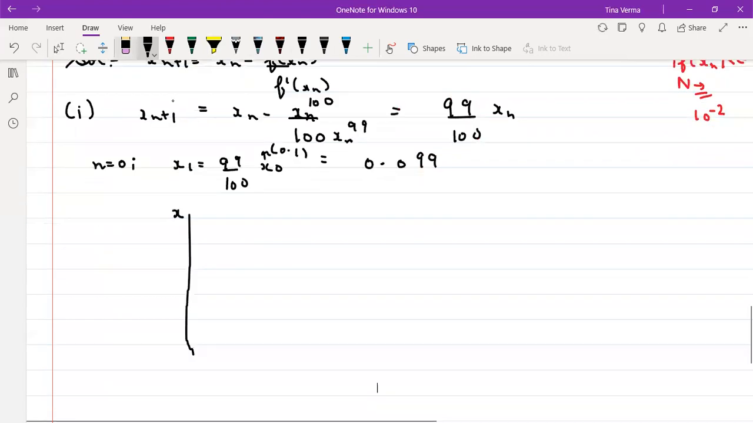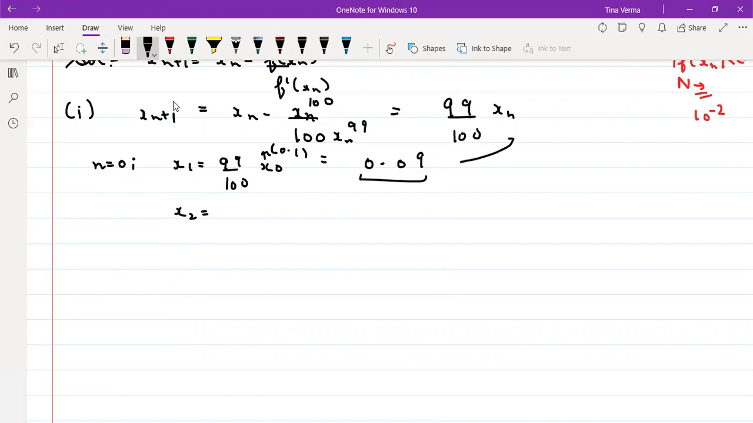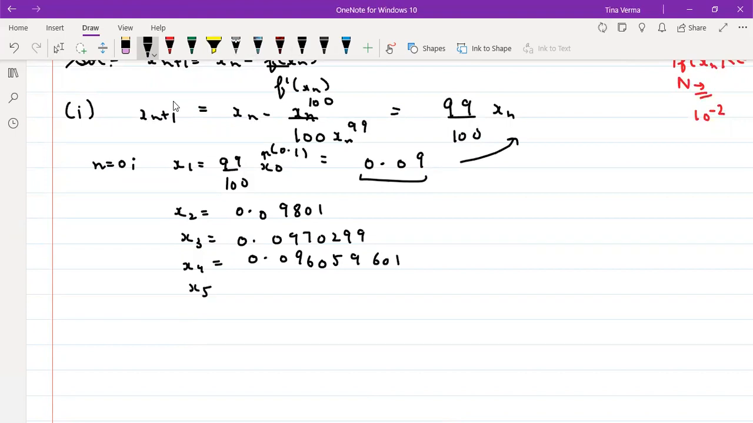When you will calculate your x2, so your x2 is coming out to be, when you substitute this value here, 0.09801. x3 is coming out to be 0.0970299. x4 is coming out to be 0.096059601. x5 is coming out to be 0.095099905.